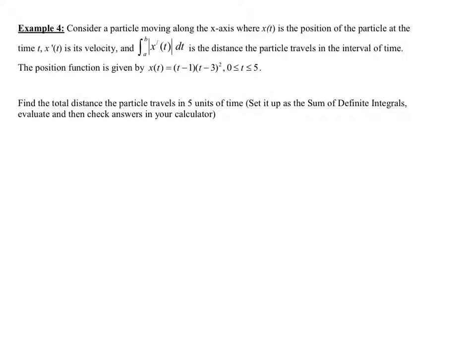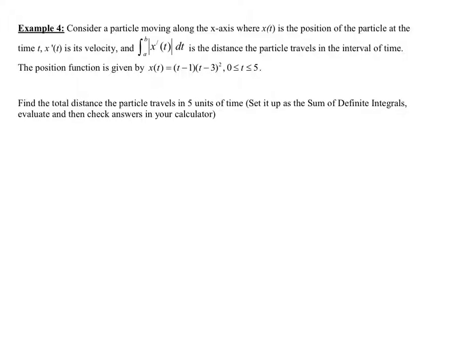So we want to make sure we understand what we're talking about here, and that's why it's important to understand the original function as well. This is x of t, our position or displacement, how far from 0 are we? Okay, well, that's not what we're looking for here. We're looking for how far have we actually traveled. So it says find the total distance the particle travels in 5 units of time. It says set it up as the sum of definite integrals, evaluate, and then check the answers in your calculator.